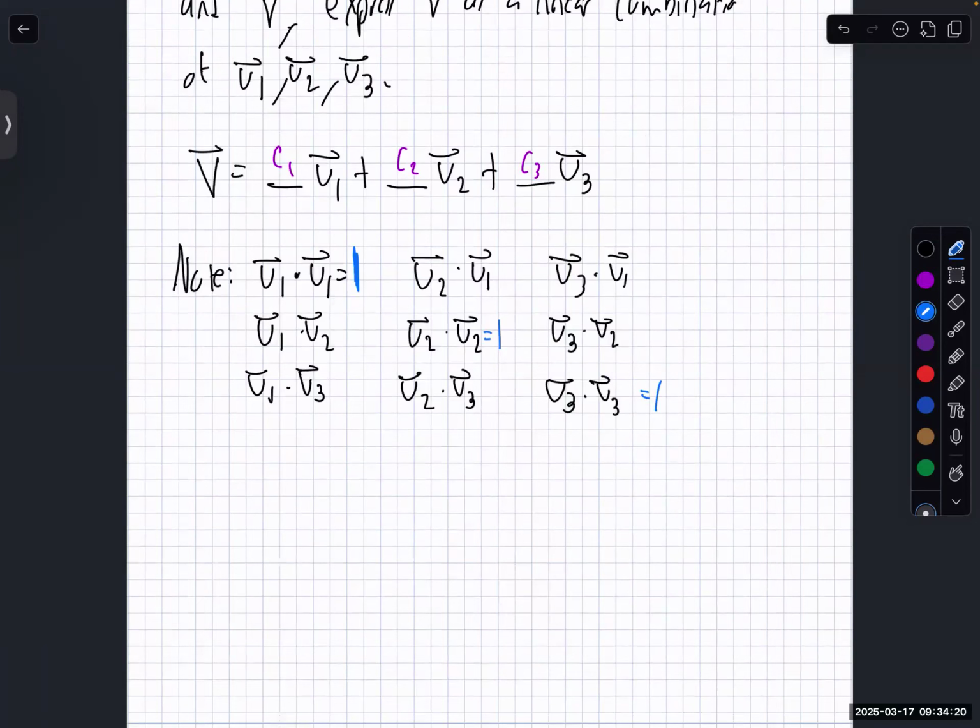What do we know about U1 and U2? They're perpendicular to each other. So what's their dot product? Right? So all of these dot products are going to be 0.